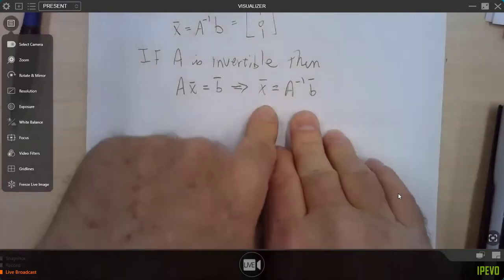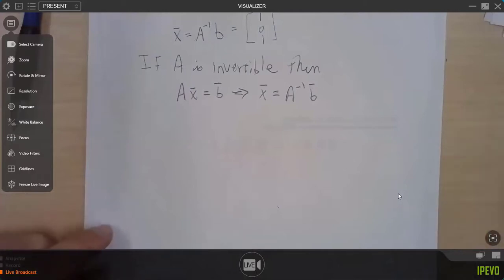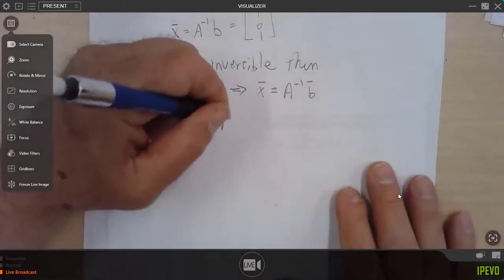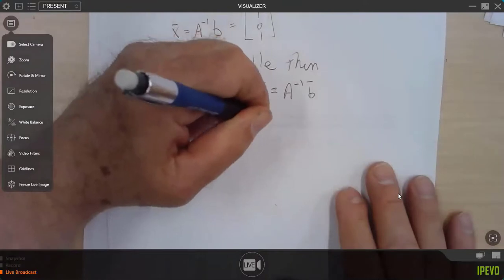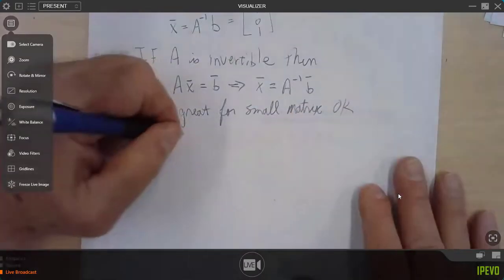the statement is true. But when you go through all the calculations to get the inverse, you're going to have so much round off error. You don't want to do it that way. So, for a 3x3, it's absolutely no problem. For a small matrix, this is okay.